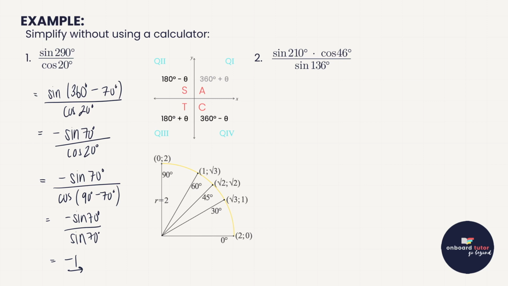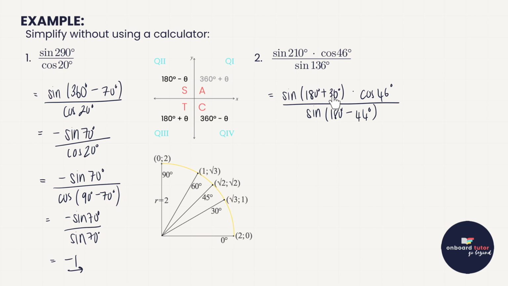Sine of 210. So I want to rewrite that. Okay, so sine 210 is 180 degrees plus 30 times by cos of 46. I don't know anything about 46, but it's an acute angle, over sine of 136. So we can rewrite that then. That's going to be 180 minus 44. Okay, so those two are not quite the same, but let's keep going.